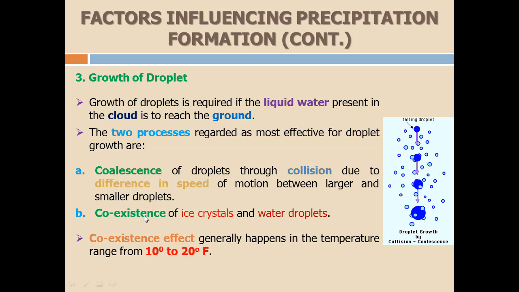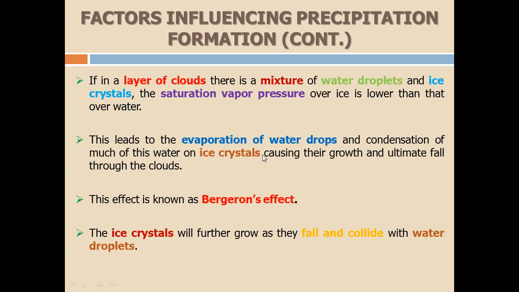The next one, the coexistence effect, generally happens in the temperature range from 10 degrees Fahrenheit to 20 degrees Fahrenheit. Now this is the temperature of the cloud. If the temperature of the cloud is 10 to 20 degrees Fahrenheit, this is a freezing temperature. So at this temperature in the clouds there will be two types of material: liquid water droplets and ice crystals.